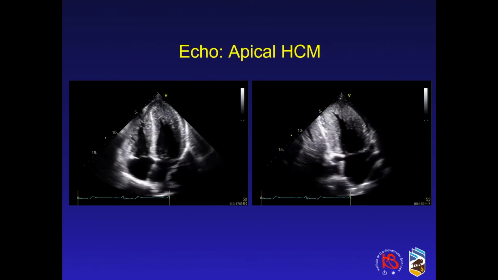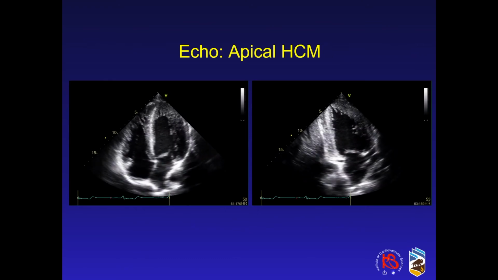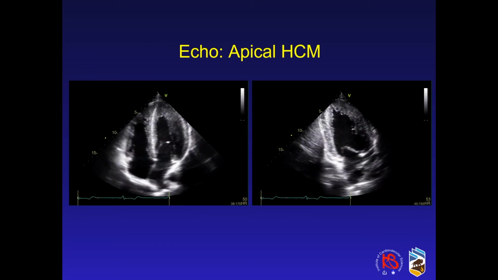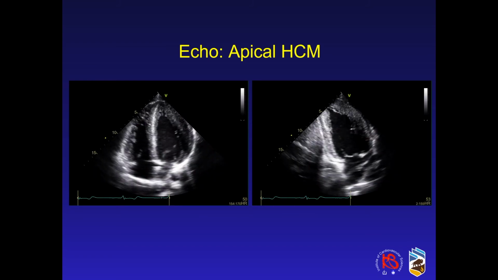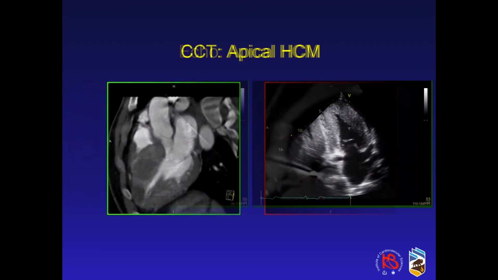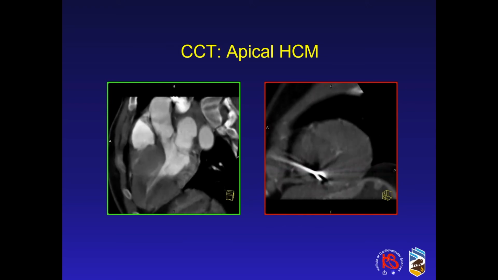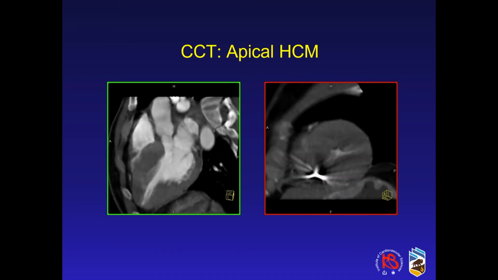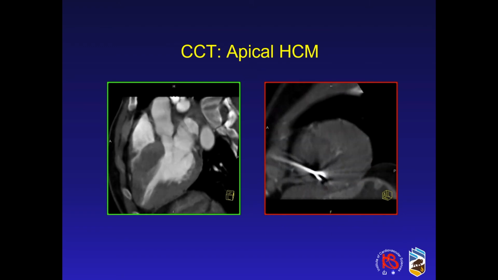In the apical 4-chamber view and the apical 2-chamber view on these echocardiographic images, there is evidence of hypertrophy towards the LV apex consistent with apical hypertrophic cardiomyopathy. These are representative cardiac CT images showing again the same diagnosis of apical hypertrophic cardiomyopathy where there's significant LVH towards the apical component.